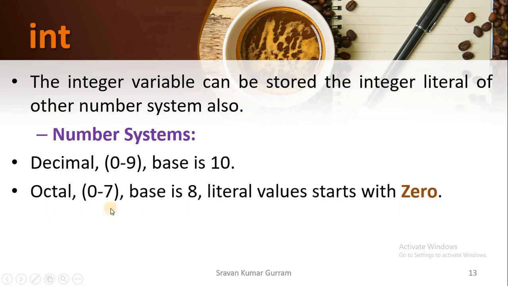Next type of the number system is octal number system. The supported digits in the octal number system are 0 to 7, total 8 digits. That's why the base of this octal number system is 8. This is a very important point. If you want to store octal literal values in the integer variable, that octal literal must start with 0.